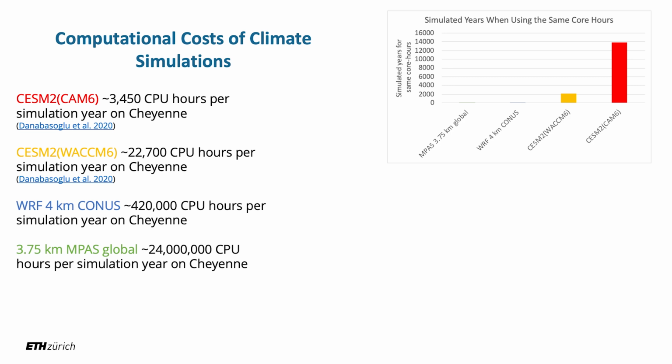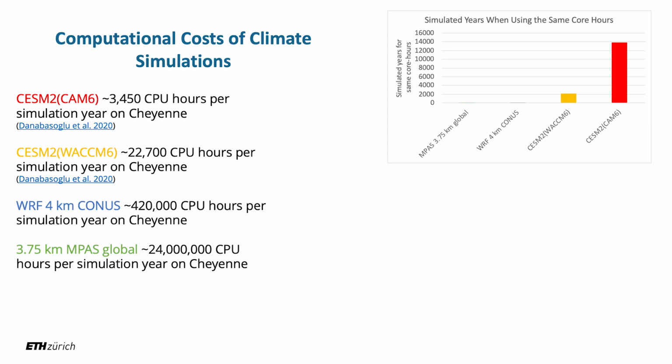But this is what the costs are if you increase the model complexity. This WACCM configuration has model chemistry included, and there's a very high top, so you can do stratospheric processes way better. It has an order of magnitude more cost. So now we are at 22,000 core hours per year.